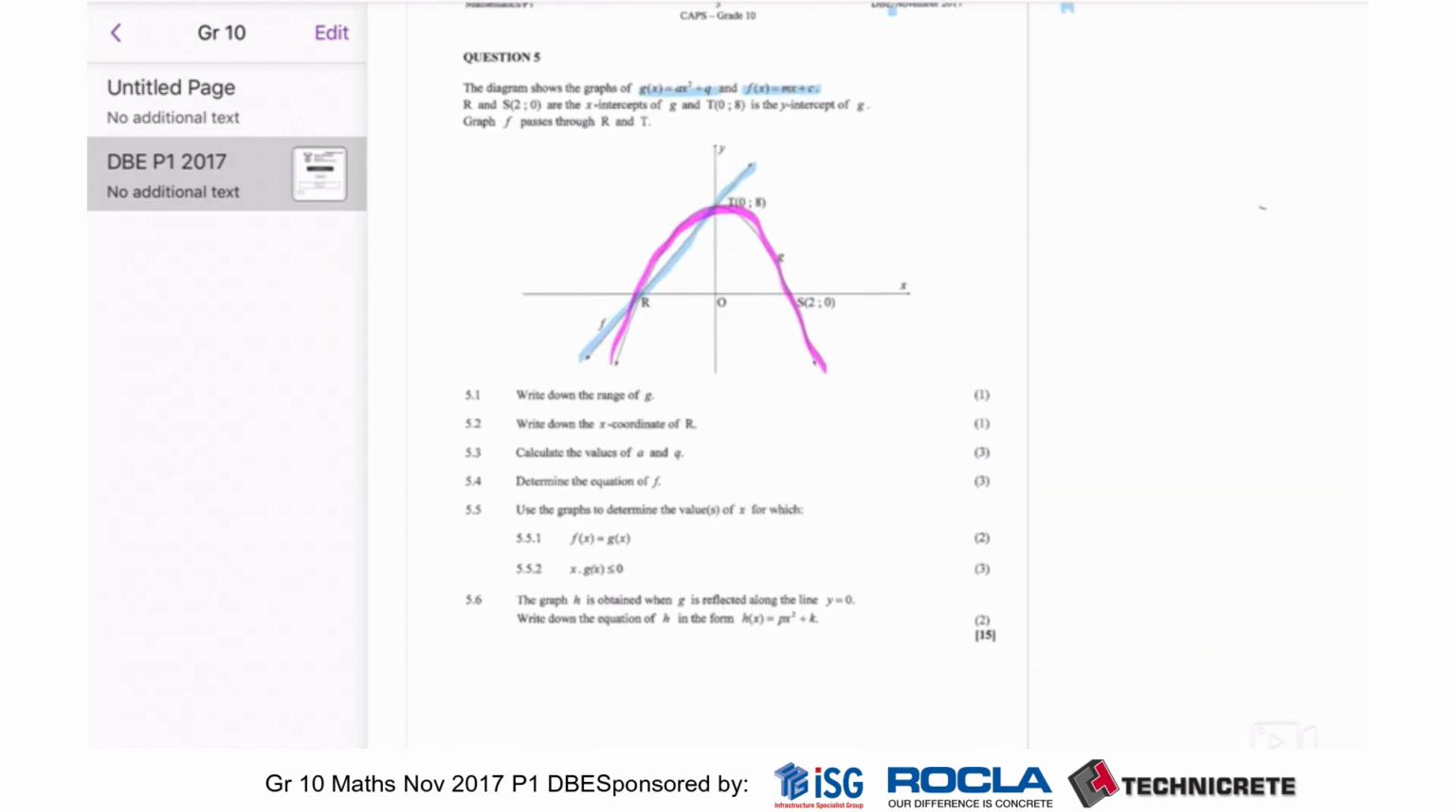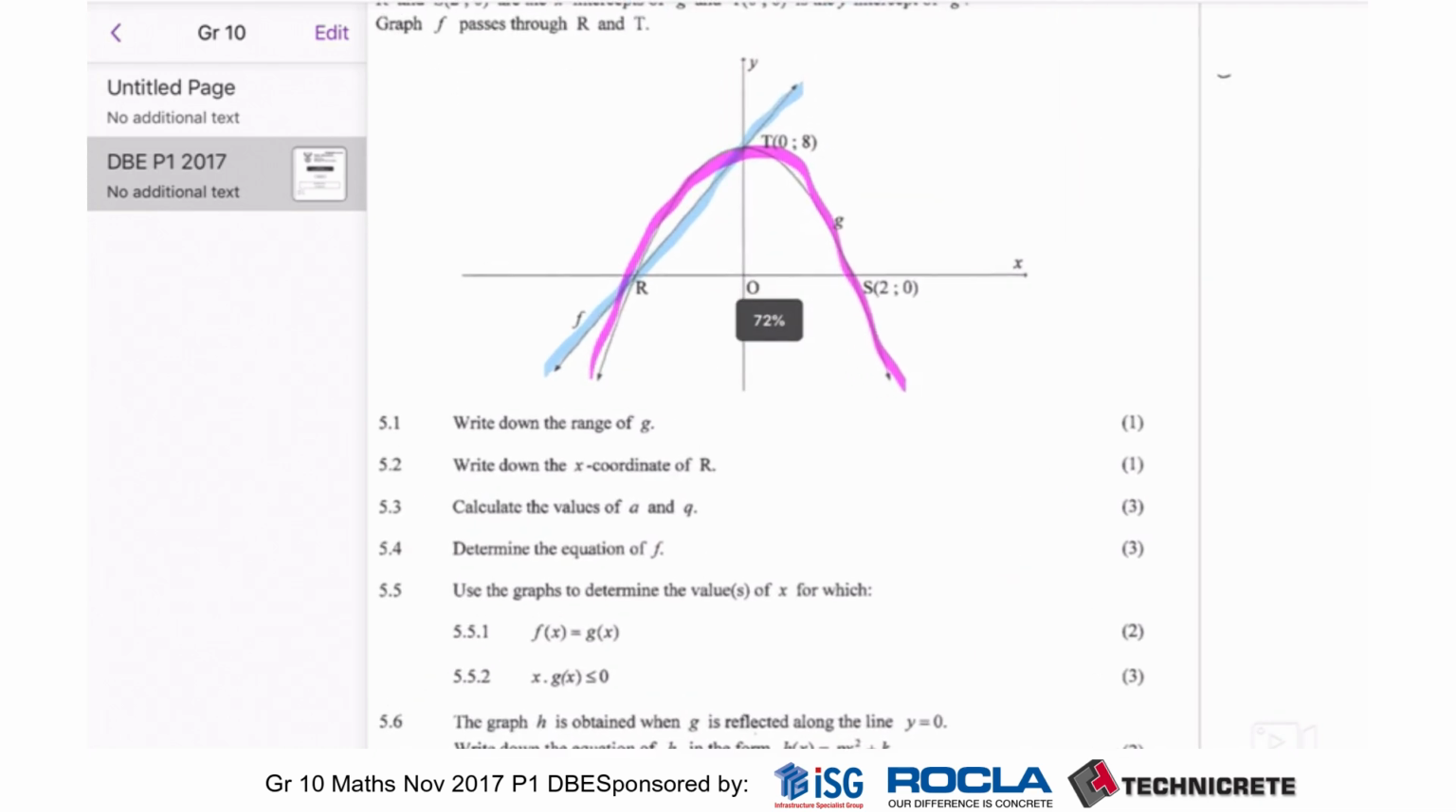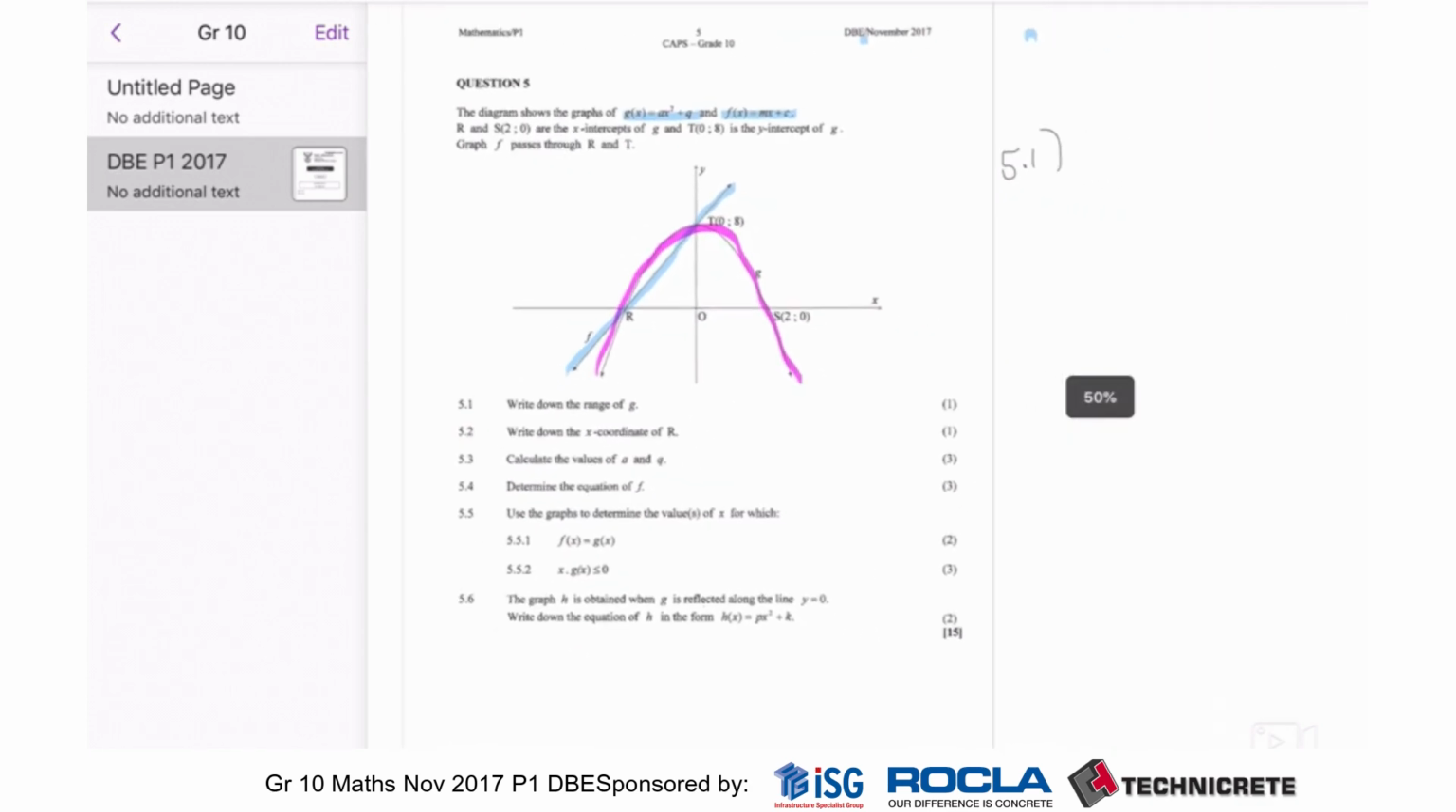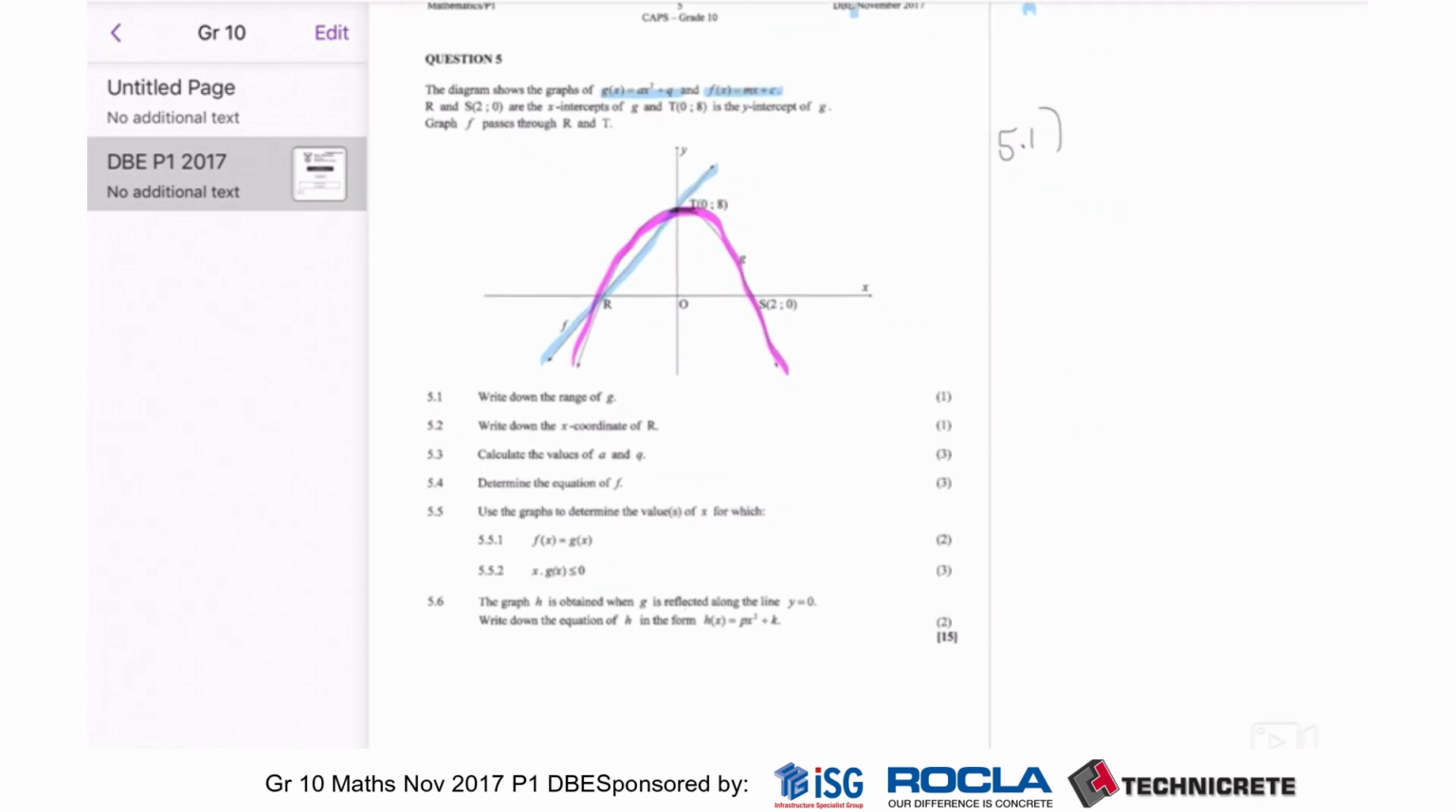Okay, first question, 5.1. What is the range of g? So my g graph is the parabola. Range is working with y. Where is my y? My y is at 8. So the range is going to mean that this graph is never going to go beyond 8. All the values are below 8. So the range is y will always be equal to or less than 8. Y values will never go above 8.